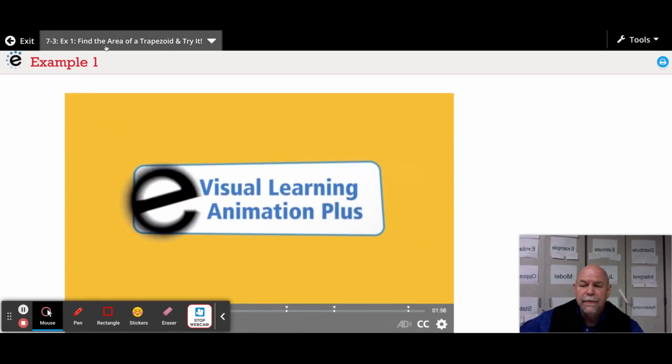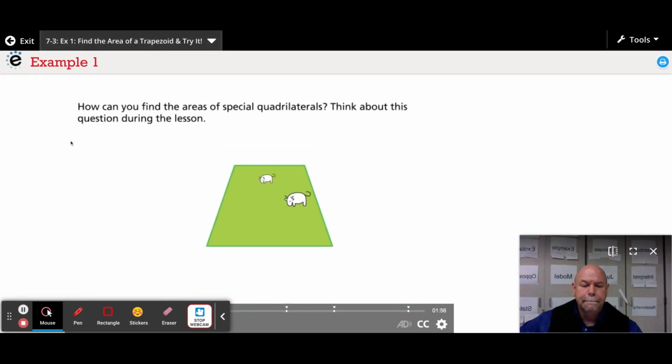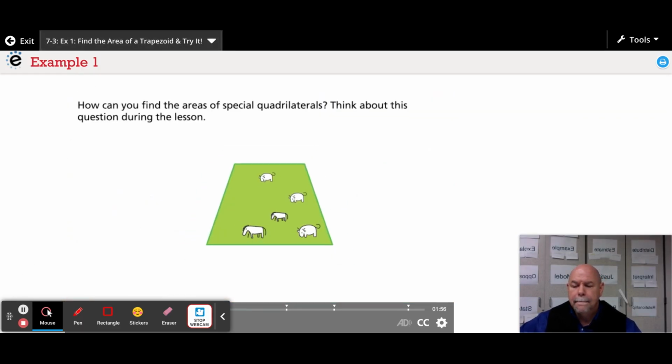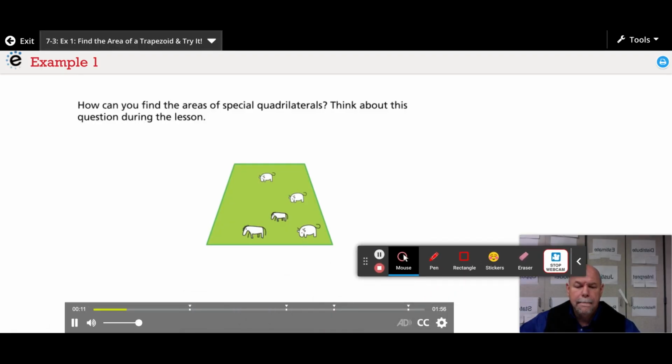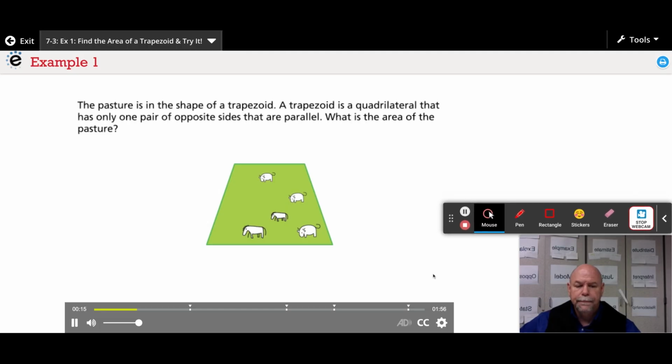We're moving into finding the area of trapezoids. How can you find the areas of special quadrilaterals? Think about this question during the lesson. The pasture is in the shape of a trapezoid. A trapezoid is a quadrilateral that has only one pair of opposite sides that are parallel. What is the area of the pasture? Let's find out.